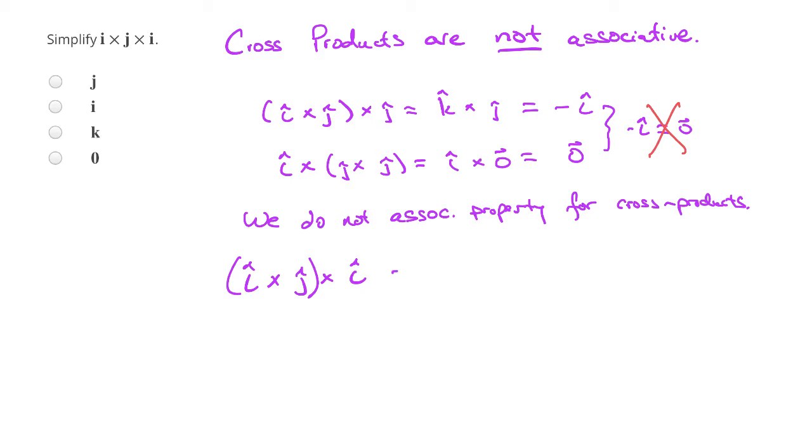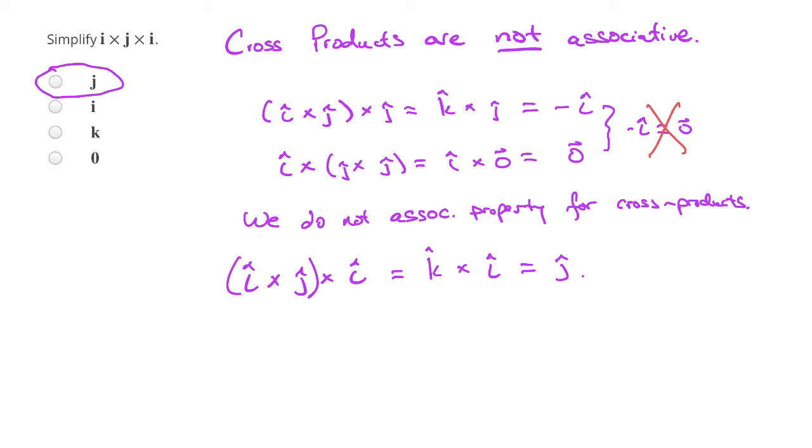In that case, what happens? We then have i cross j, which gives us k. And then if we take k and cross that with i, we will have our vector back, j. And so if we were to include parentheses in that, then our answer would be j, assuming that we did the grouping of the first two together.